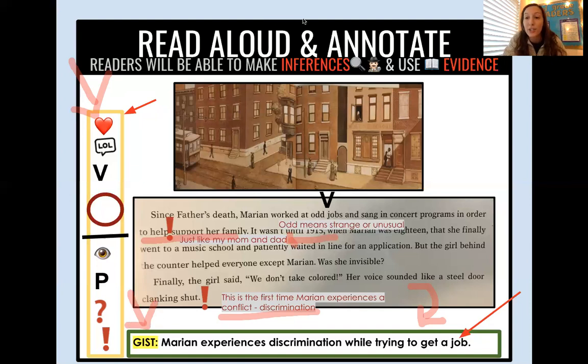Now let's get ready to learn a new skill called making inferences. We are going to learn all about how making inferences is another tool to help us understand the text better.